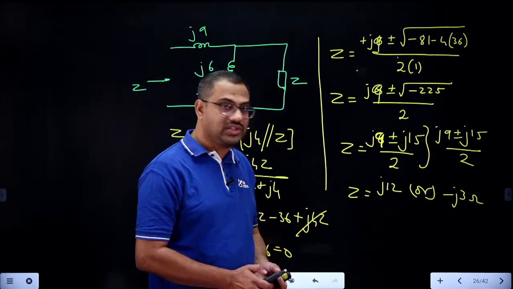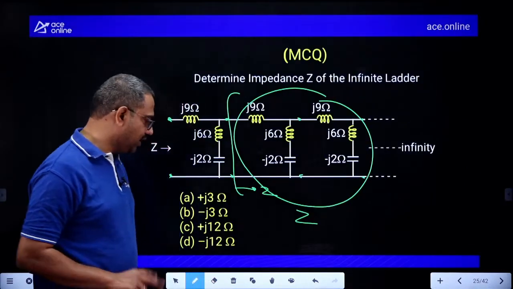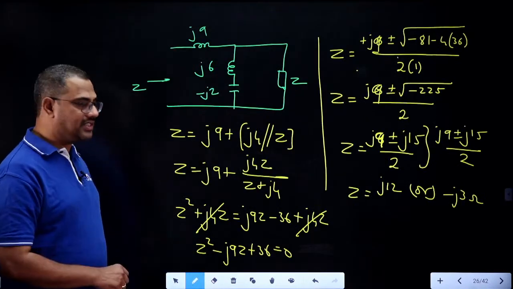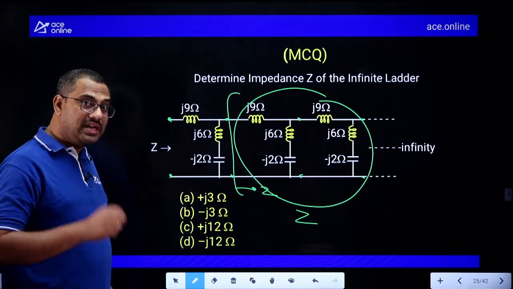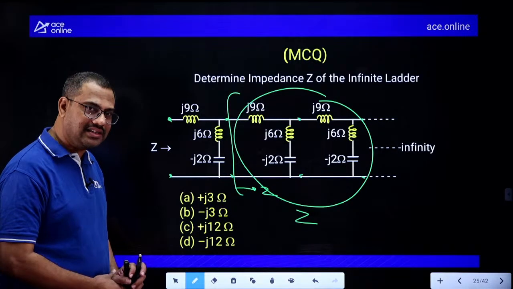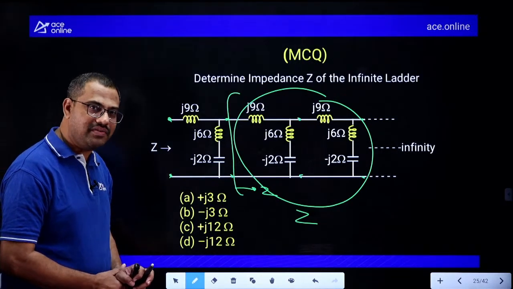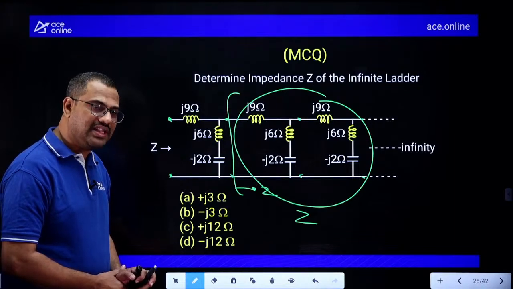Okay, that means you see very carefully. Two possible answers came. Now, very interesting in GATE. So plus J12 is there, minus J3 is there. So many may think, sir, it is MSQ. Cunning, na sir, cunning. But I don't say this is MSQ, this is MCQ only. Can anyone tell me why? Can anyone tell me why? What would be the correct answer?